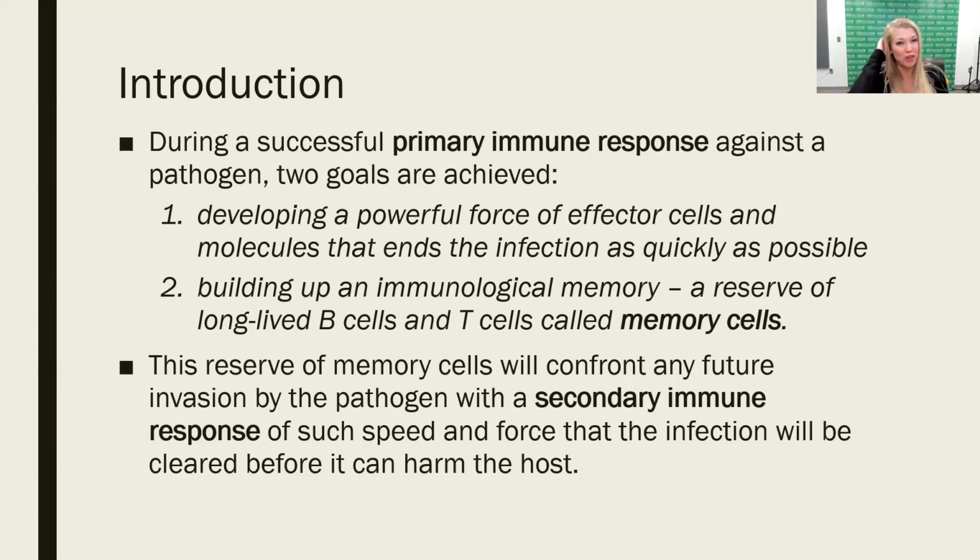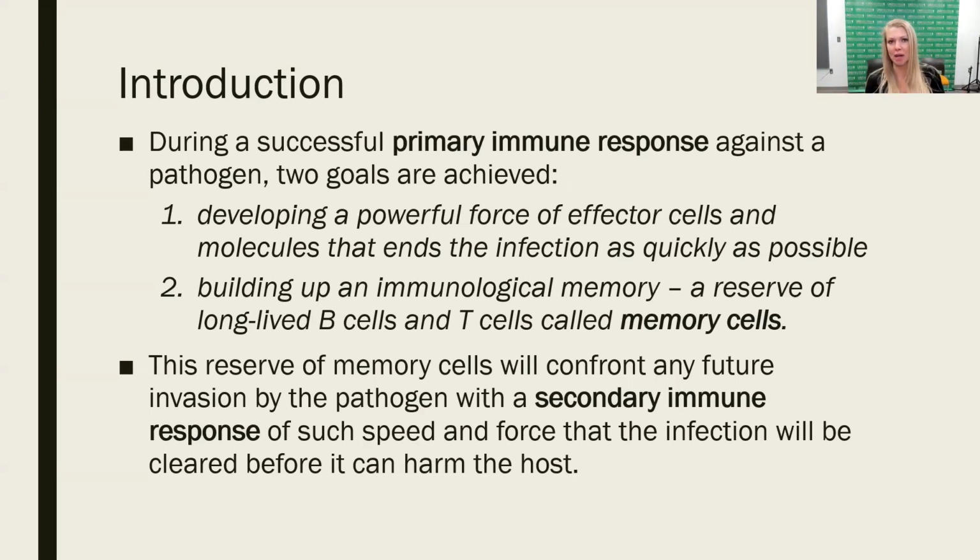Up to this point, we've really just been focusing on what happens during the first time somebody is exposed to a certain pathogen. And so that's called the primary immune response. And through that, there's really two goals that are achieved. If the person survives this infection, they're going to develop a very powerful force of effector cells, B cells, a variety of different types of T cells, and then the molecules that come from those cells to clear the infection as quickly as possible.